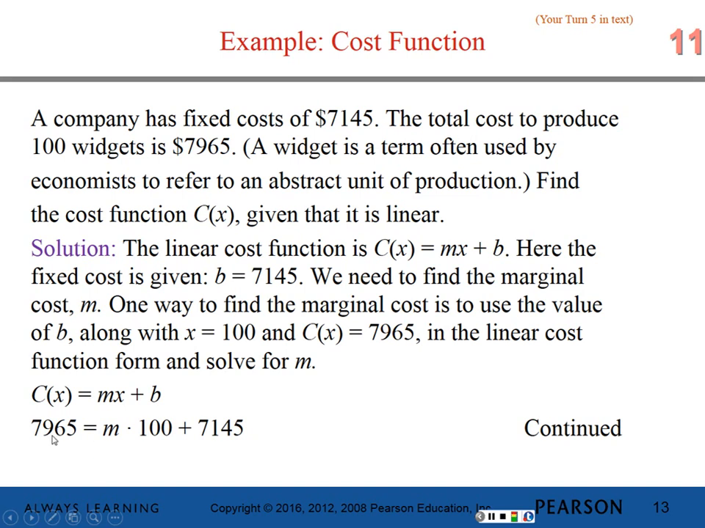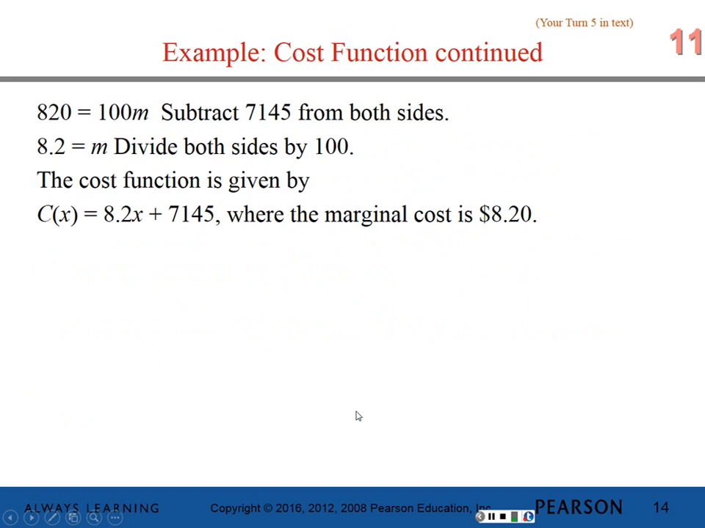So what you're going to do is solve the equation where 7965 was the total cost for making 100 widgets, with 7145 being the fixed cost. We're going to find the slope. And so what we come up with is 820 is equal to 100 times M, and then we'll divide both sides by 100 and determine from there that 8.2 is equal to M, so that's the slope. And the marginal cost when it's 8.2 is $8.20. So you want to say that the cost function for these widgets is $8.20 times every one that you make, plus a fixed cost of $71.45.